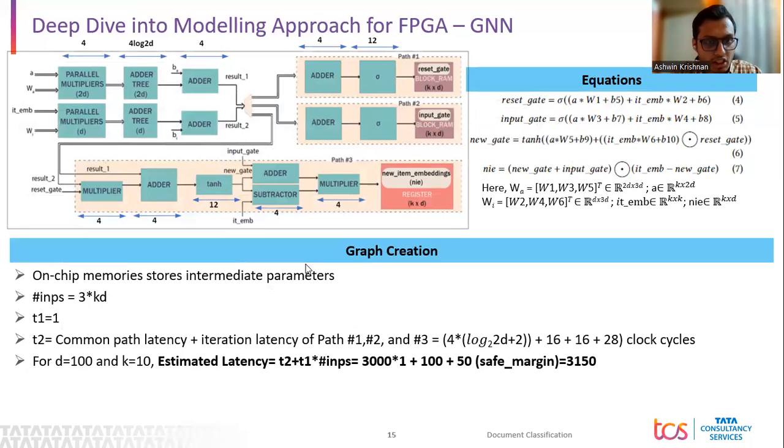Now, the overall iteration latency is equal to the latency of the common path plus the iteration latency of path 2, path 3, and path 1. That comes to around 100 clock cycles. Again, if we add 50 clock cycles as a safe margin, with the dimensionality d equals 100 and k equals 10, we get an estimated latency of 3150 clock cycles.